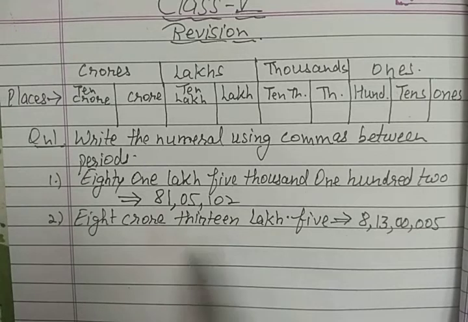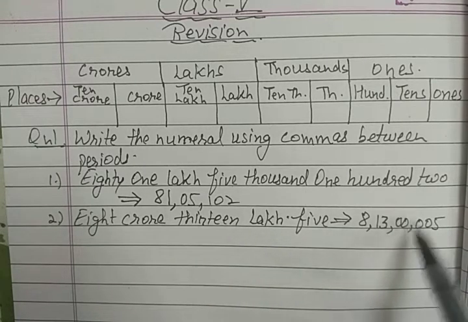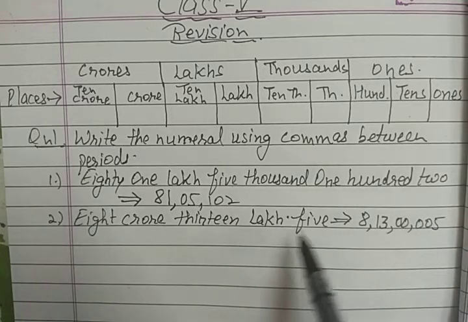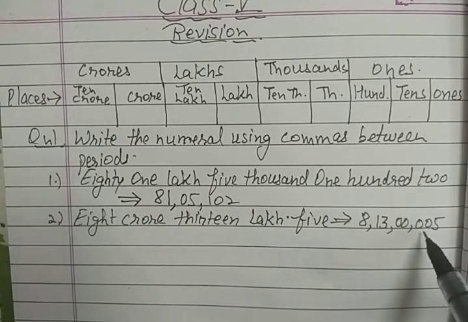So it is 8 crore, 13 lakh and 5. There is no thousand period, no hundred, no tens, so 5. So we will put zeros. On the places that are missing here, what will we put? Zeros.